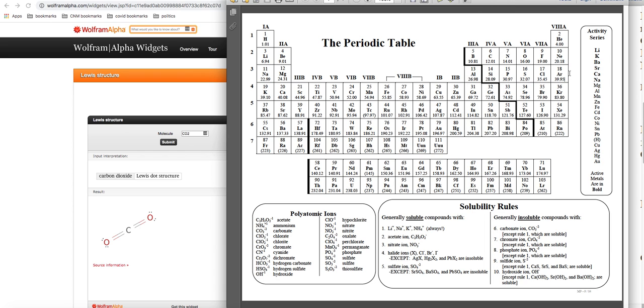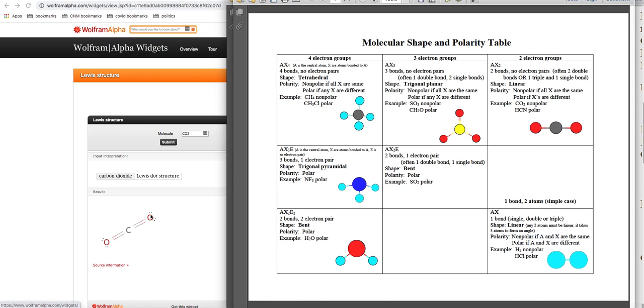So to complete this, now we will go to the molecular shape and polarity table, and this looks like this one. And the only one you might confuse it with is this one, but it's different because this one only has 2 atoms in it and this one has 3. So it's AX2. Oh, you could also possibly confuse it with this one, so I'll tell you what the difference is.